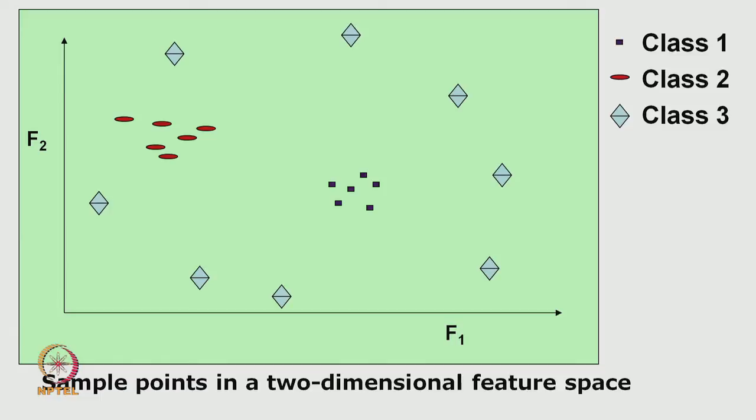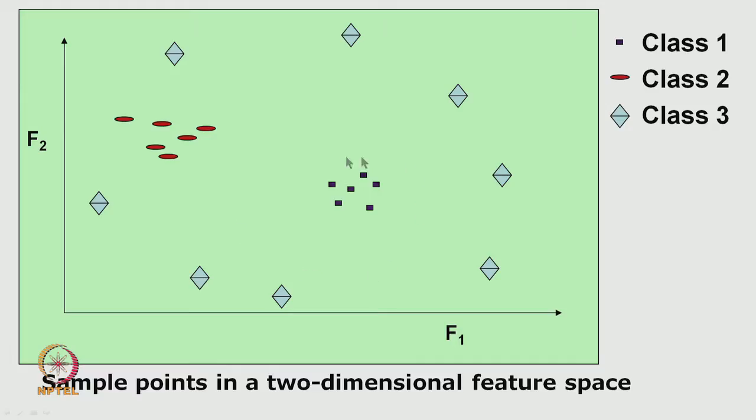And the samples have been marked by a different symbol with a different color as well. Now look, if you want to discriminate class 1 versus class 3 or class 2 versus class 3, you will not be able to draw a line anywhere in this space which discriminates and creates 2 DRs, or 2 decision regions, discriminating one class versus the other.